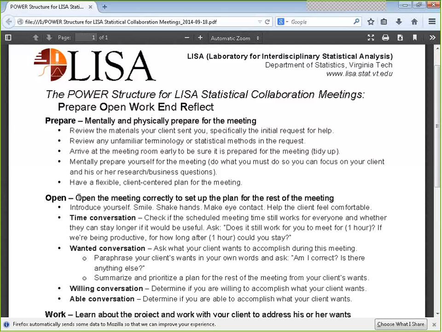And then I like to go immediately into the time conversation, which is you ask how much time the client has available for this meeting. If you already have an end time set, you say, we've scheduled this class from 4 to 5 p.m. Does that time still work for everybody? So you ask the client, does it still work to meet until 5 p.m.?